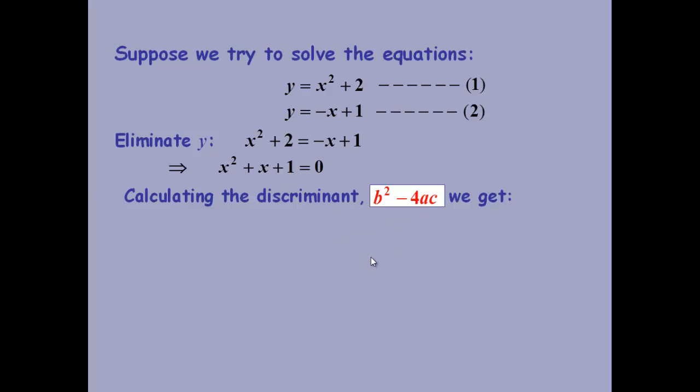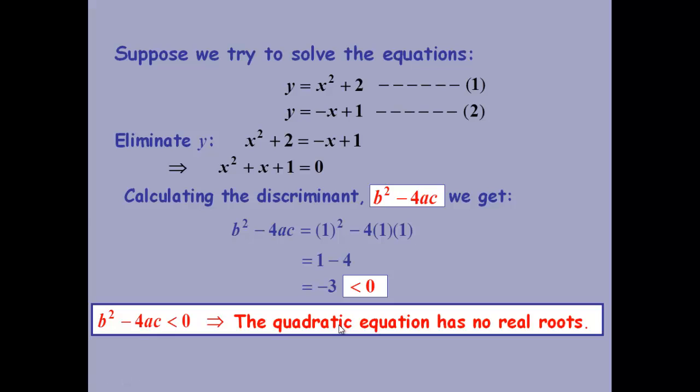If we look at the discriminant, the b squared minus 4ac part of the quadratic formula, we find that we get minus 3. And because that's negative, it's less than 0, that informs us that there's no real roots. So every time the discriminant is less than 0, the quadratic equation will have no real roots.